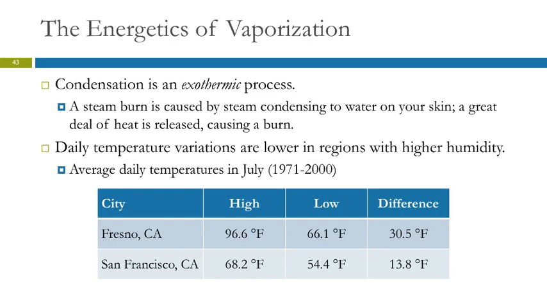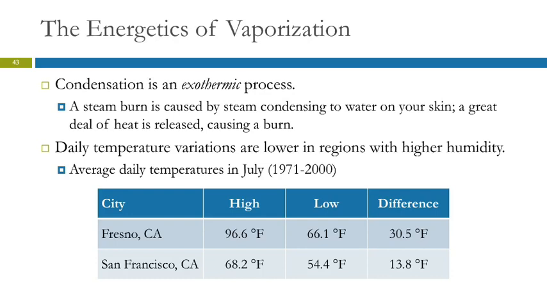Because as that hot steam, high kinetic energy steam, hits your hand and cools down, it releases the energy that it had into your skin and can cause pretty severe burns. So condensation is exothermic, releases energy. Vaporization is endothermic, absorbs energy. This cycle with water moderates our climate.